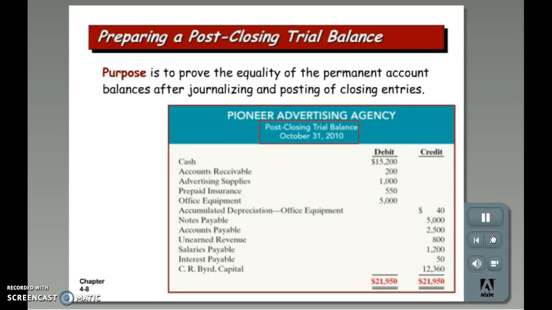The post-closing trial balance is prepared after the closing entries have been posted to the general ledger. The total debits and credits equal $21,950. Only accounts with a balance are included in the trial balance. Which accounts are not included on this post-closing trial balance? There are no revenue, expense, or drawings accounts on the post-closing trial balance because they have been closed. These temporary accounts have zero balances. The accounts included on the post-closing trial balance are the permanent accounts.